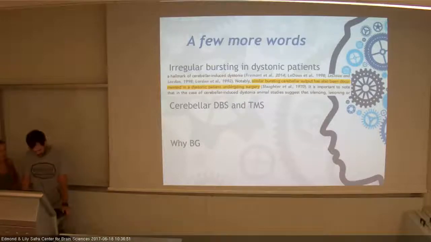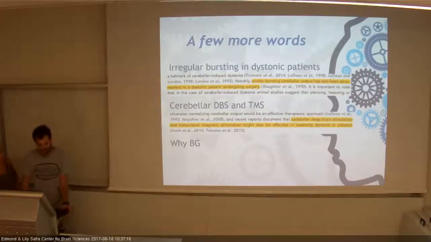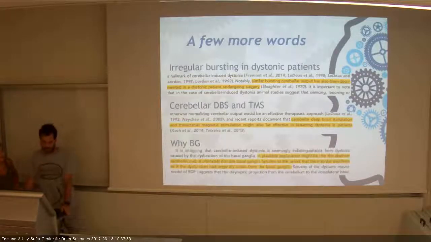About irregular bursting, when you connect this to human patients, similar bursting cerebellar outputs have also been documented in dystonic patients undergoing surgery. So you can see the importance of this. When we work on mice, we can also see the connectivity with humans. About DBS and TMS, cerebellar deep brain stimulation and TMS might also be effective in lesion dystonia in patients, something promising in the discussion of this paper.